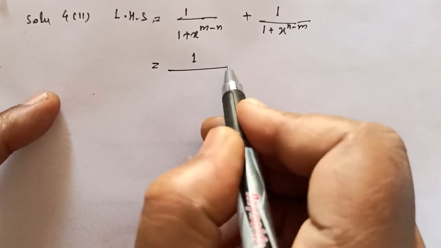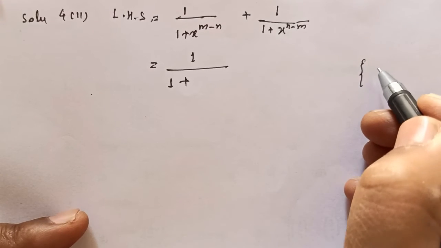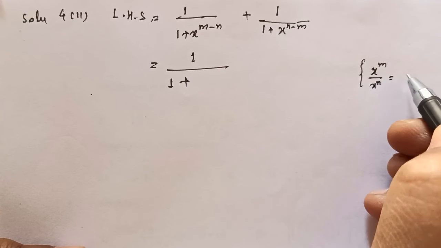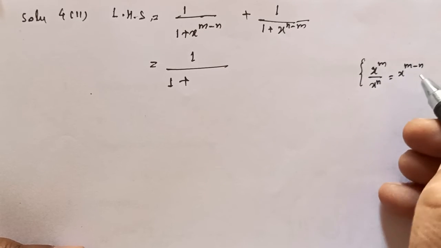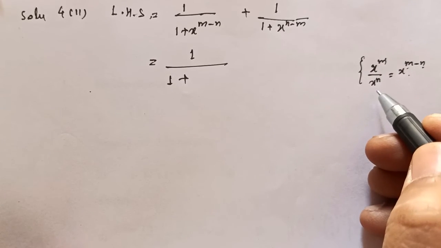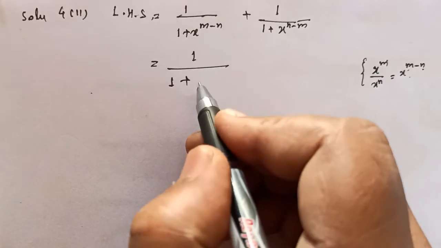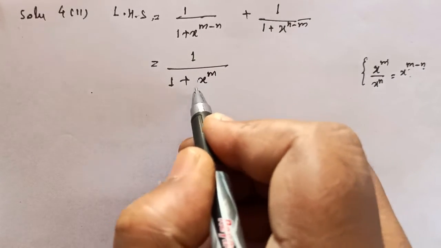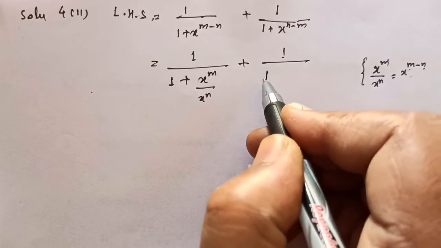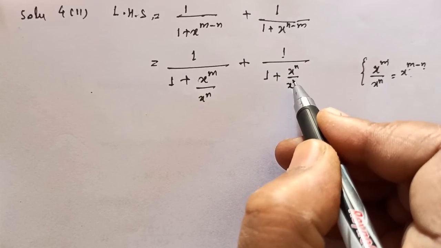Equal 1 upon 1 plus, x to the power m upon x to the power n is x to the power m minus n. That means x to the power m minus n is x to the power m upon x to the power n. जो नेगेटिव पावर है उसको डेनोमिनेटर में लिखना है. So x to the power m upon x to the power n plus 1 upon 1 plus x to the power n upon x to the power m.